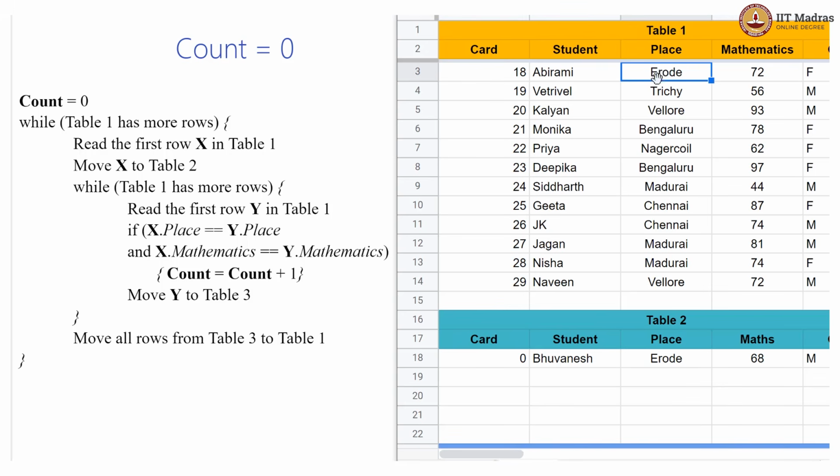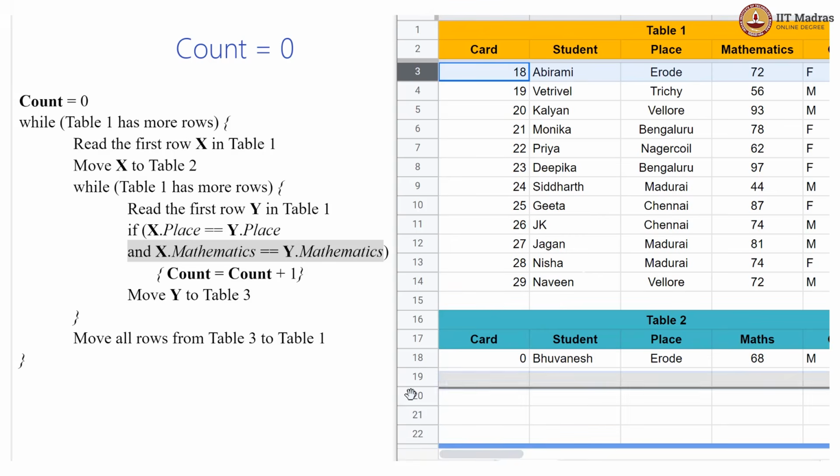And now we have a situation where x dot place and y dot place are the same. This is an Erode card. And then we look at the second part of the AND statement, which is x dot mathematics and y dot mathematics, are they equal? X dot mathematics is 68, y dot mathematics is 72. They are not equal. So we don't do anything again. We go on to the next line of code, which is to move this card to table 3.